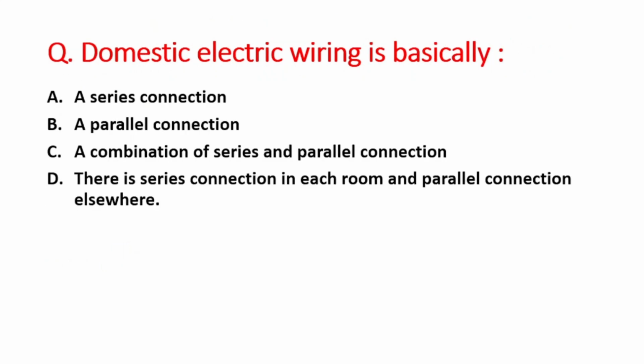Next question is: domestic electric wiring is basically A option is a series connection, B option is a parallel connection, C option is a combination of series and parallel connection, and D option is there is a series connection in each room and parallel connection elsewhere. So the electric wiring in our homes is a parallel connection. That is option B is the right answer.